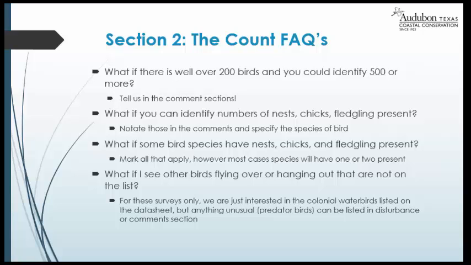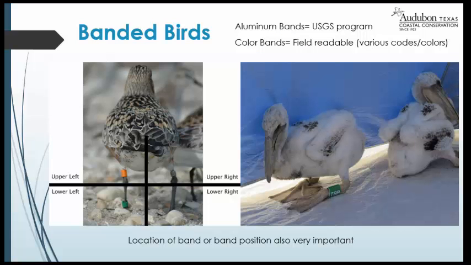However, if there's something unusual, like a predator bird, and you observe some disturbance, a raptor flying around, then you may want to put in the comments section, it looked like a red-tailed hawk, and it looked like it was swooping pretty close, and the birds were freaking out. I'll get into our disturbance section, and that would be a really good thing for disturbance. But that's pretty much the only time we want to hear about another bird. We're going to be selective for these surveys. Not that we don't love them, but we don't want to mark too much.